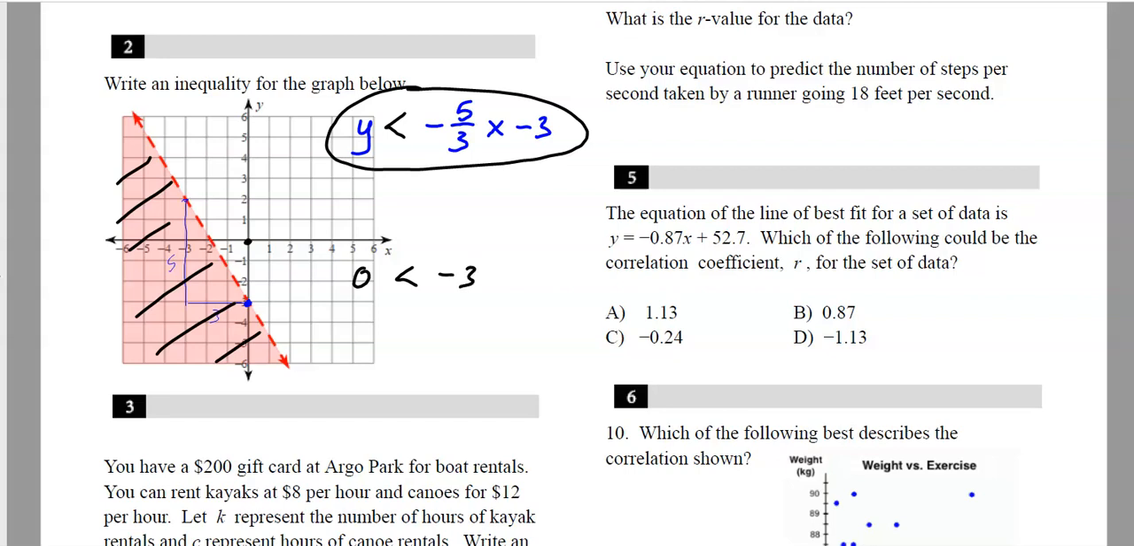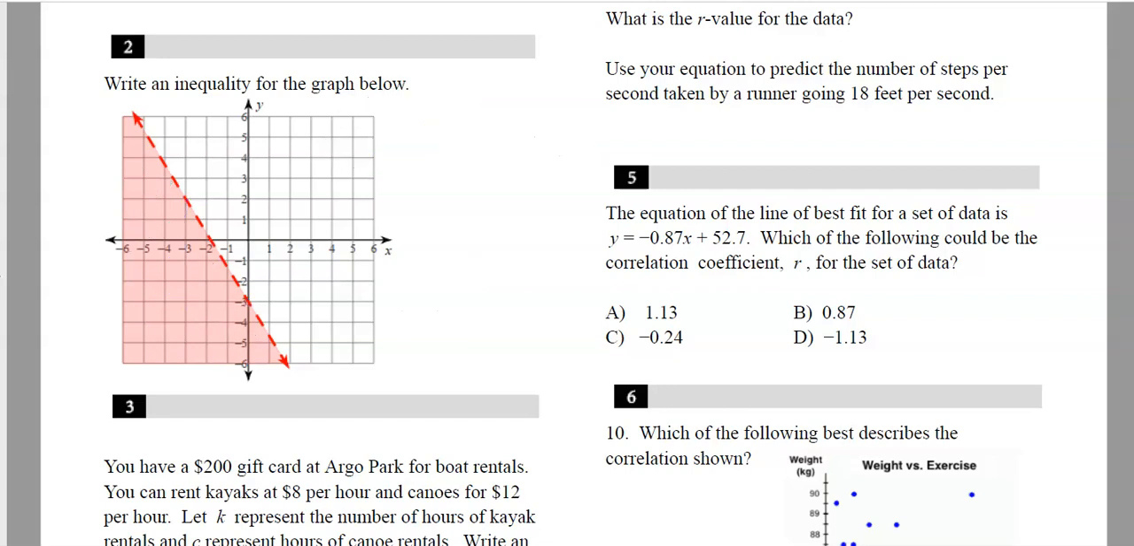And that is a false statement. 0 is not less than -3. So I wouldn't shade the 0, 0 side. I would shade the other side. So you can always do a test point. It's just faster to do the less than or greater than.